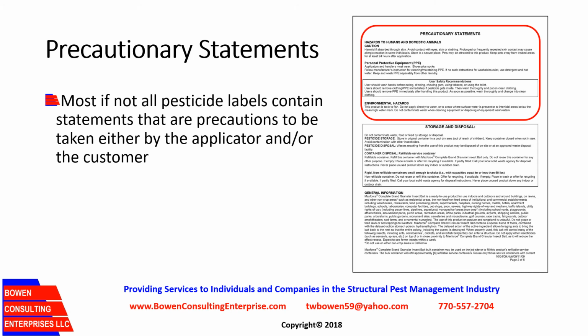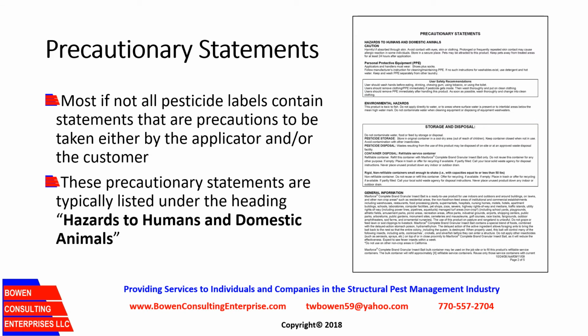The precautionary statement section of the label will contain statements that give precautions to be taken by the applicator and/or the customer. Some examples of precautionary statements would be: do not enter the treated areas until the pesticide application is dry, and the treated areas must be unoccupied at the time of treatment. These precautionary statements are usually found under the heading Hazard to Humans and Domestic Animals.